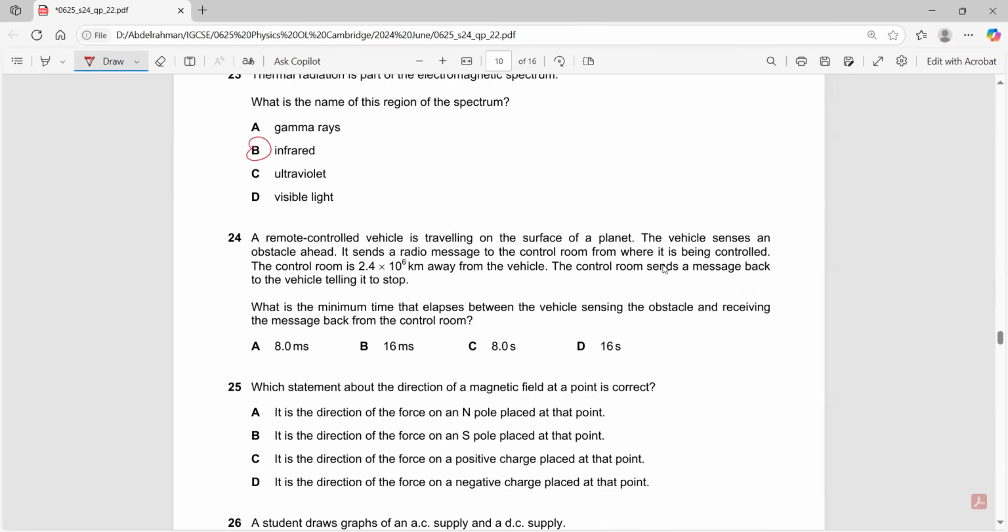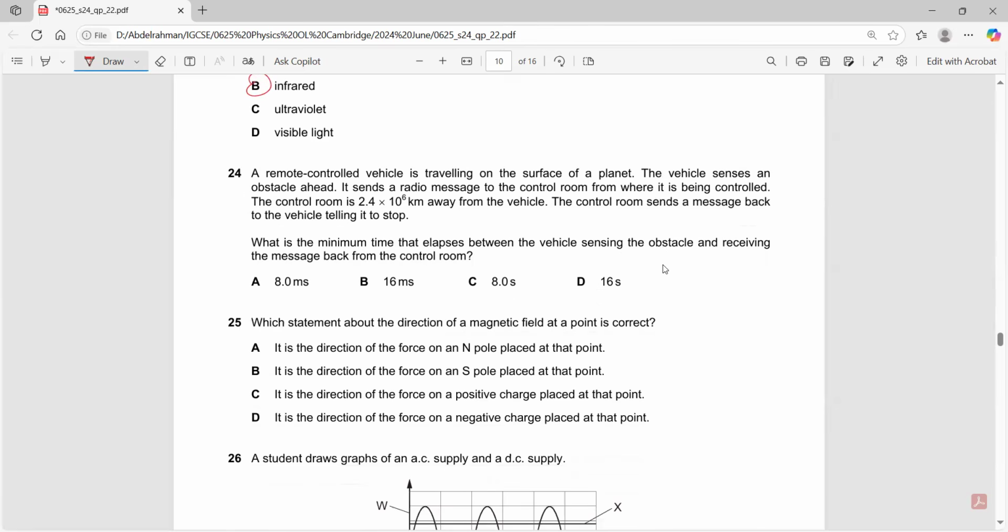A remote controlled vehicle is traveling on the surface of a planet. The vehicle senses an obstacle ahead and sends a radio message. The control room is 2.4 times 10 to the power of 6 kilometers away. The control room sends back a message. What is the minimum time that elapses between the vehicle sensing the obstacle and receiving the message back?